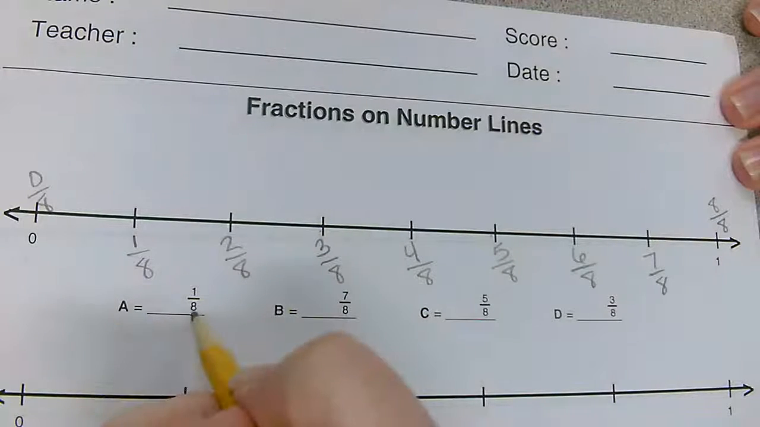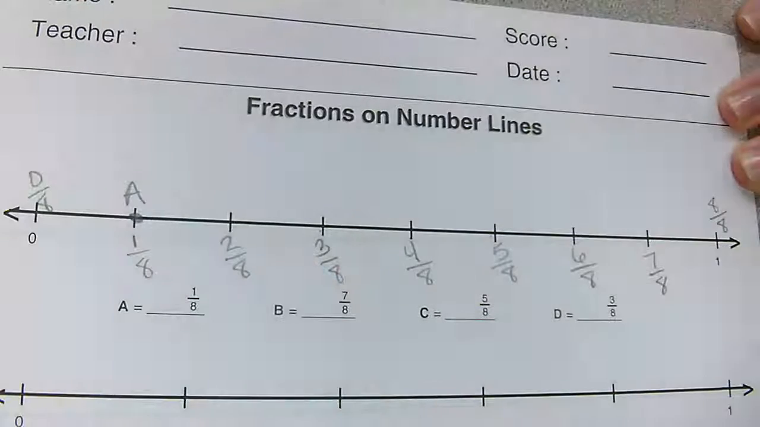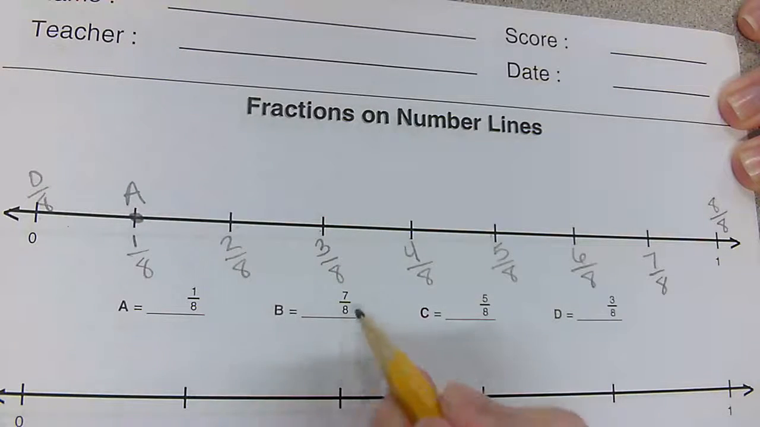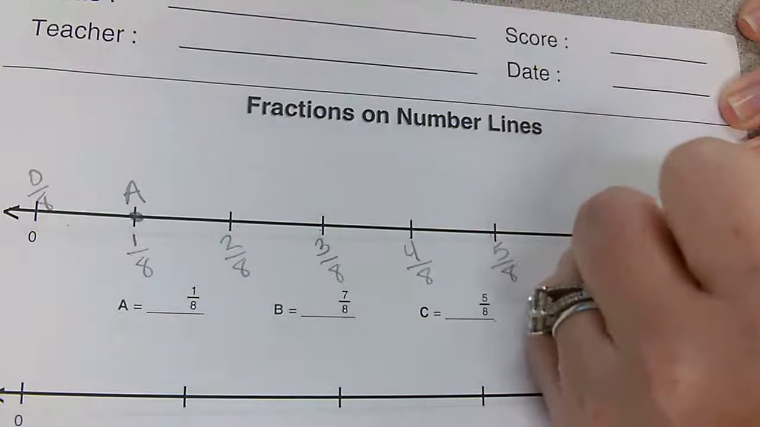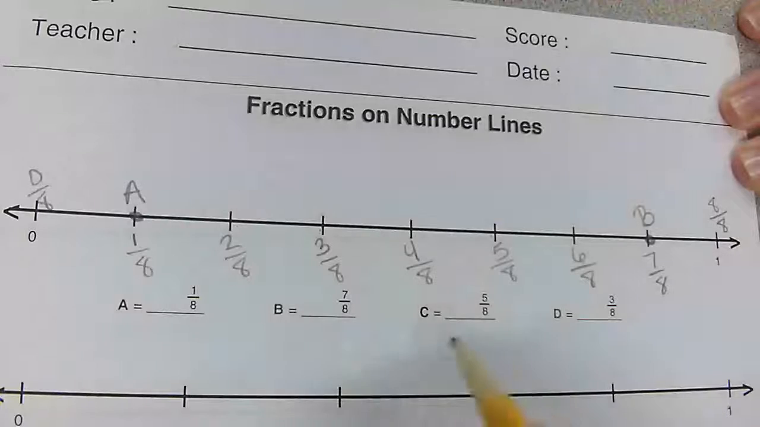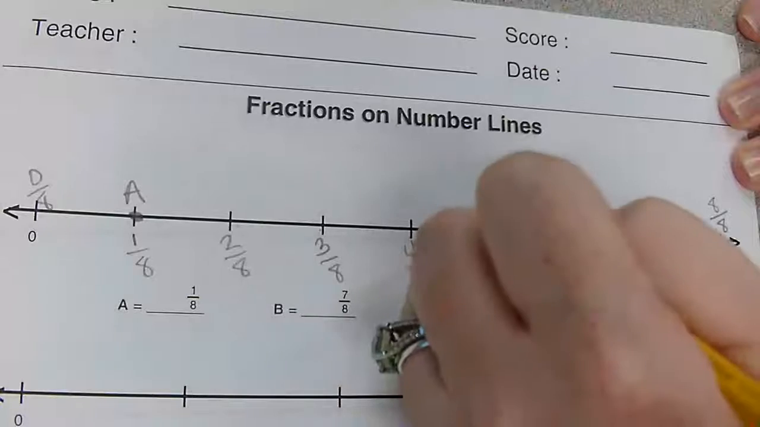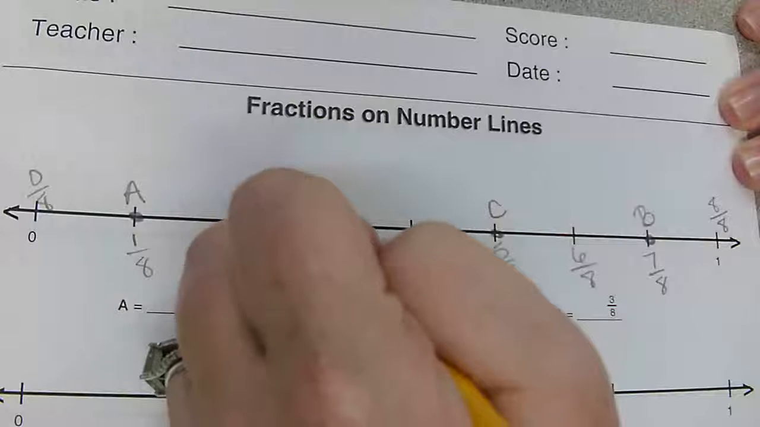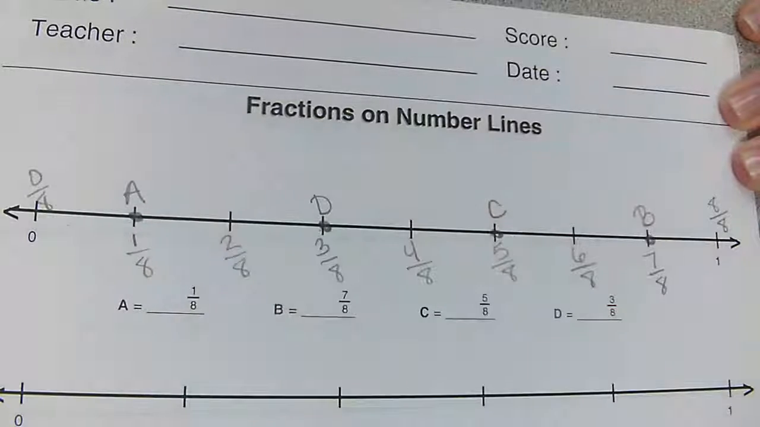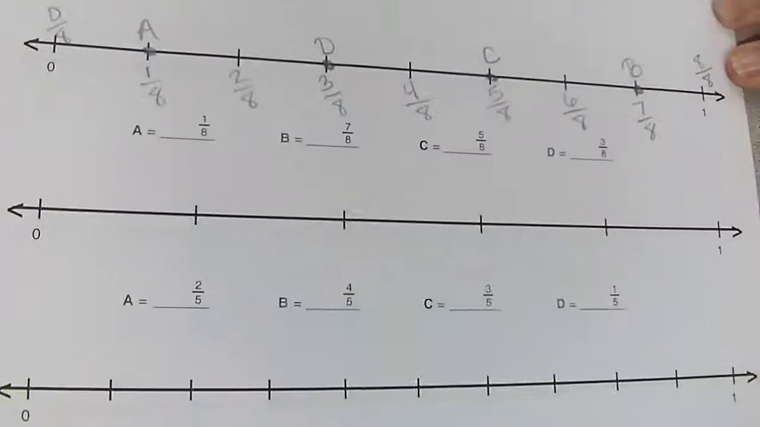So if A is 1/8, I'm going to make a dot above the 1/8, and I'm going to label it A. I'm going to go to my B. My B is 7/8, so I'm going to find my 7/8, make a dot, write B above it. Okay, my C is 5/8, so I'll find my 5/8 here, write the C above that. And then my D is 3/8, so I'm going to find 3/8, and then write a D above that. Okay, and that's all I'm doing. It's just putting the points where they go on the number line. Okay, and that's what you're going to do on the next one.